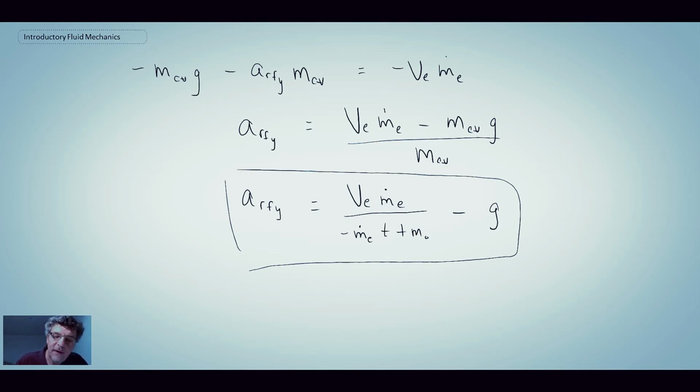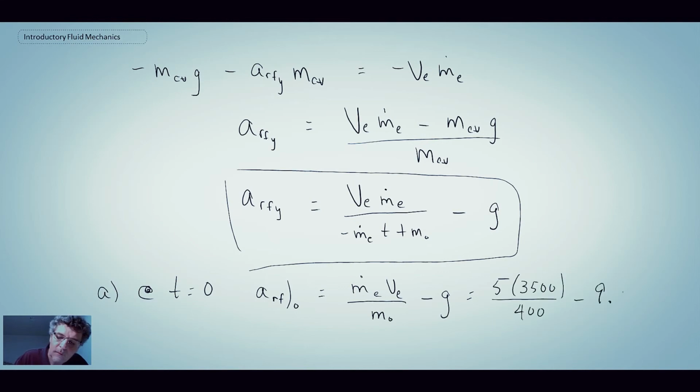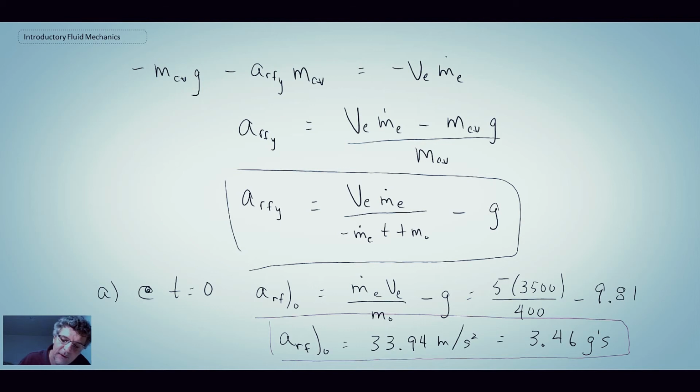And we were asked to find the initial acceleration. So for part A, we have at time t equals 0. So what you find, plugging in the values, is right at the beginning of the liftoff of the rocket, the acceleration is 3.46 Gs.